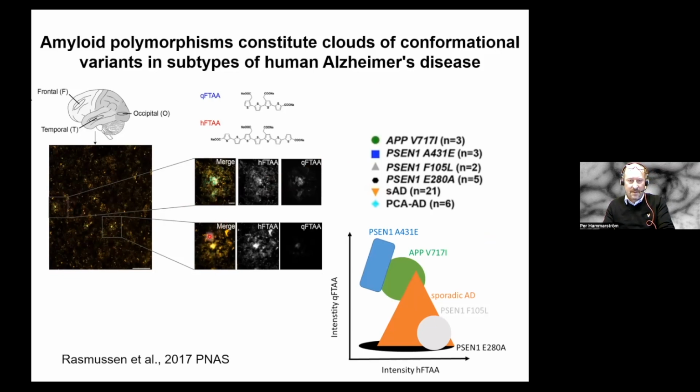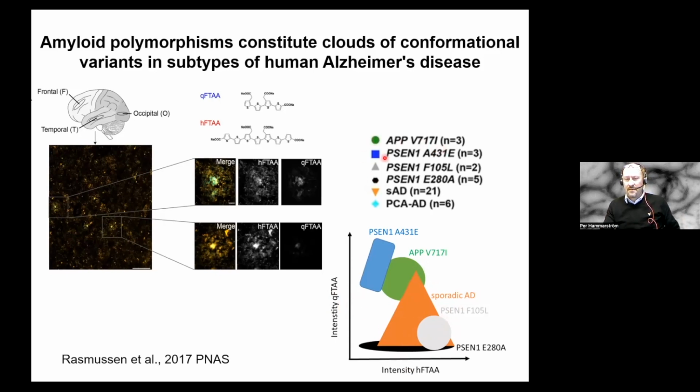Calculating many of these ratios of QFTAA and HFTAA and plotting them in a Cartesian plot, one can see that this orange would be sporadic Alzheimer's disease, the normal, non-familial form of Alzheimer's disease. There's quite a big variation in how the plaque cores fluoresce. Some of them are very fluorescent with HFTAA and not fluorescent with QFTAA, and some have very high QFTAA fluorescence in the cores compared to other patients.